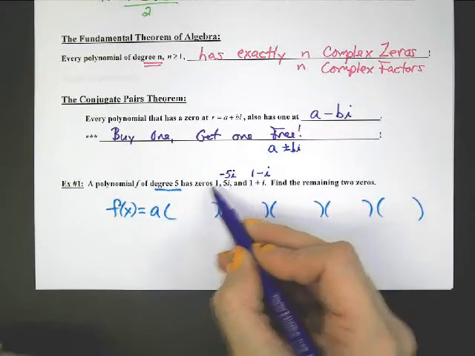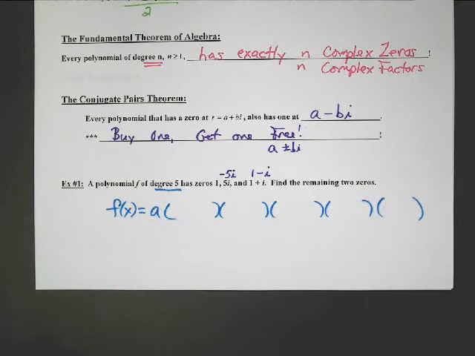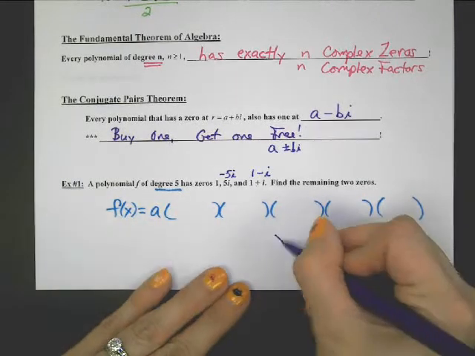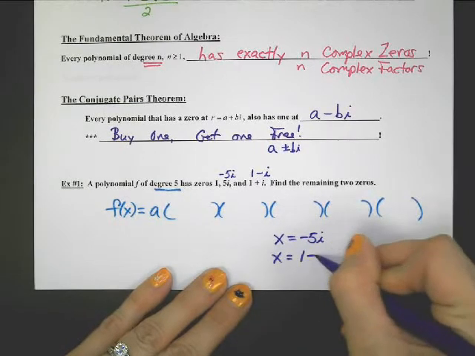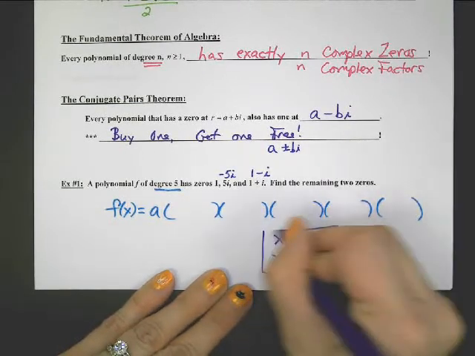1, 2, 3, 4, 5. Those are the 5 zeros. Okay, find the remaining 2 zeros. x equals negative 5i. x equals 1 minus i. Here's the 2 zeros.